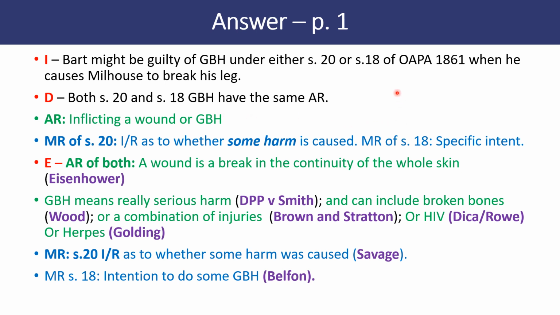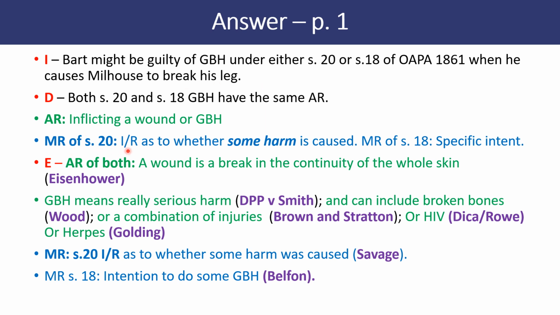Notice that I've said it's either Section 20 or 18. I already know it's going to be a Section 20. However, I want to show the examiner that it could potentially be either of them because they've both got the actus reus. So I'm going to show my working and I'm going to conclude which it is. Notice that I've also identified my defendant, my victim, and I've also said what it is from the facts that have caused me to think it's GBH. So I've said when he causes him to break his leg, that's why I'm thinking it's GBH. So we're then going to define GBH, which is the offence we've identified.